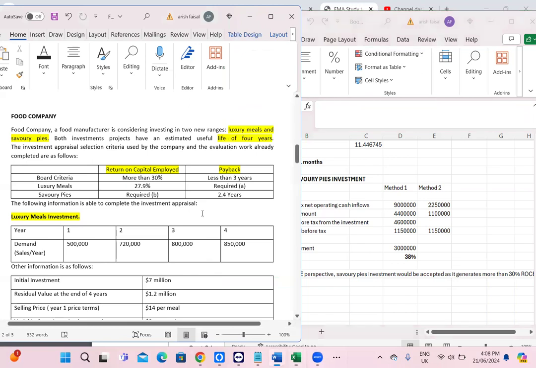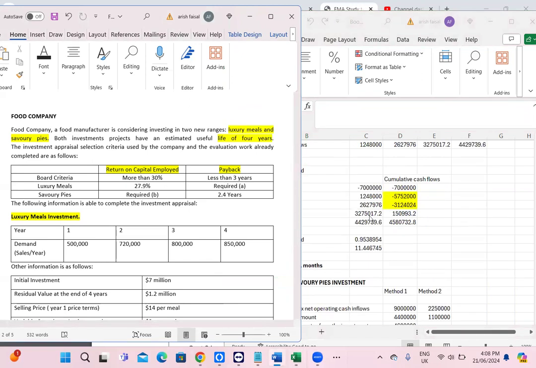As far as the payback is concerned, for the luxury meals it was 2.9 something, yeah, exactly approximately 3 years. So in that case also, the savory pies will be selected because it meets the criteria set by the board, and it has a faster payback period in comparison to the luxury meals.